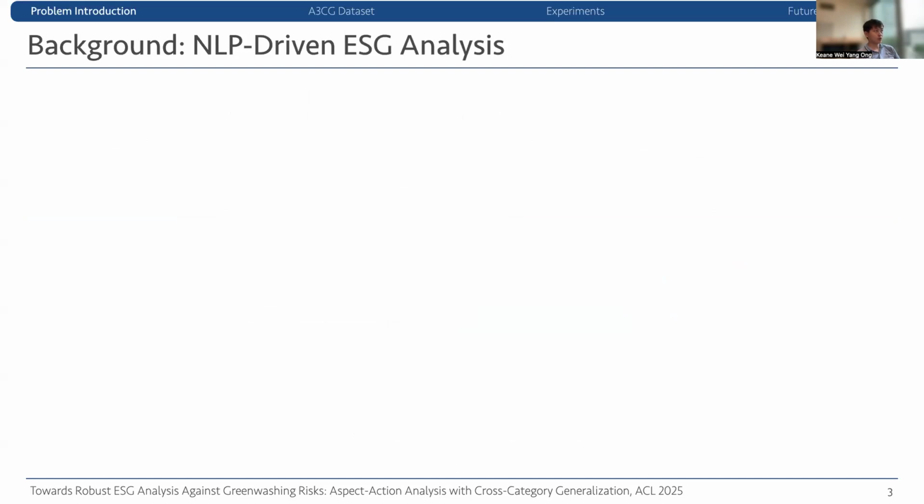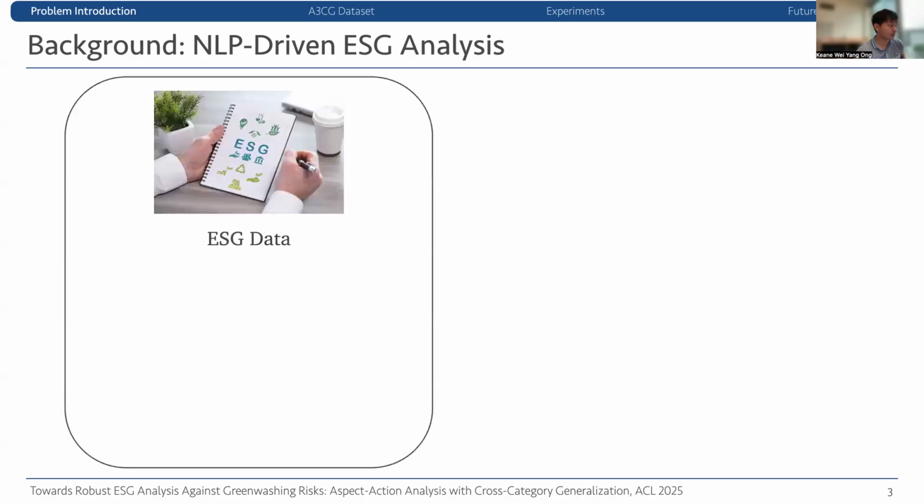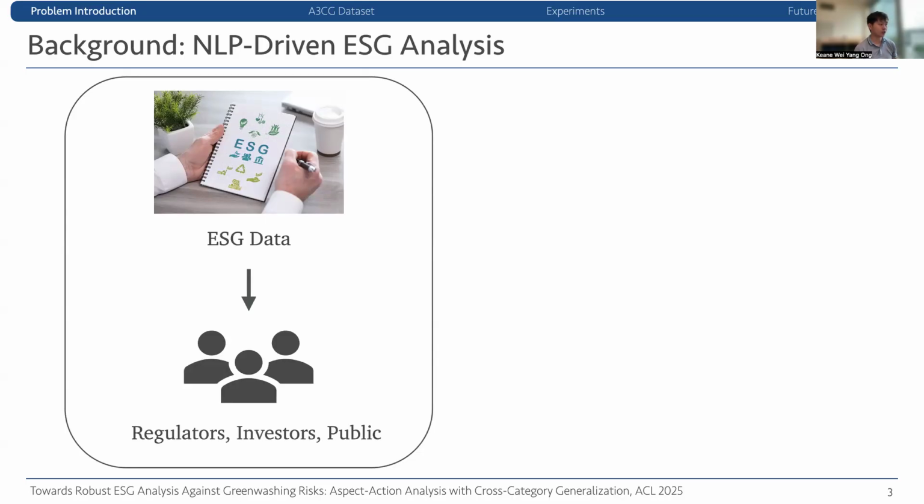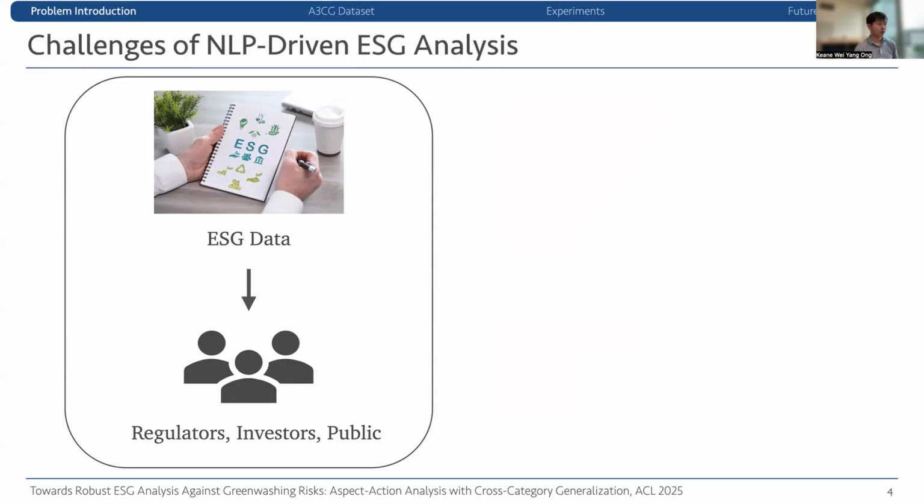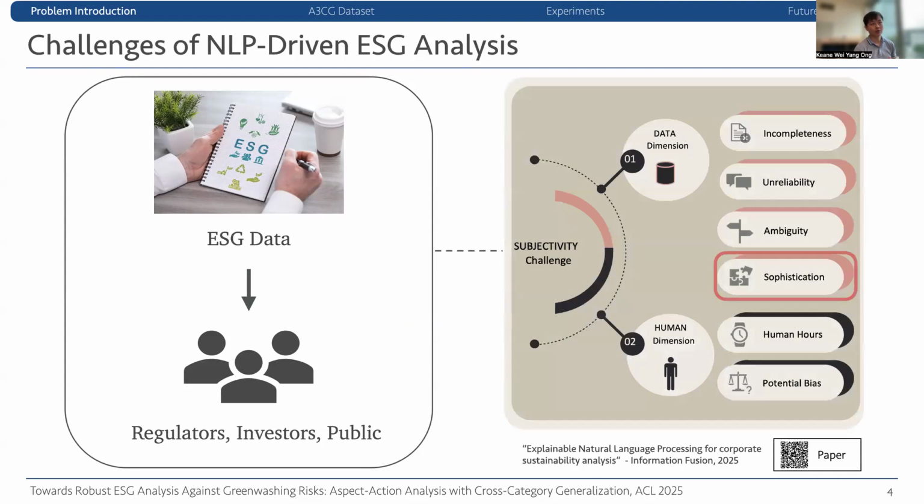So the problem that we have, just to give a larger background to the issue, has to do with NLP-driven ESG analysis. As you know, there's a lot of publicly available ESG data, and a lot of this ESG data is frequently scrutinized by regulators, investors, and the public, where they frequently extract and synthesize insights. And recently there's talk of AI trying to automate some of these processes. However, AI has roughly focused on the sophistication of data, meaning just automating and aggregating insights from a large volume of data. Whereas we argue that ESG analysis should encompass more than just automating analysis and synthesizing insights from a large volume of data.